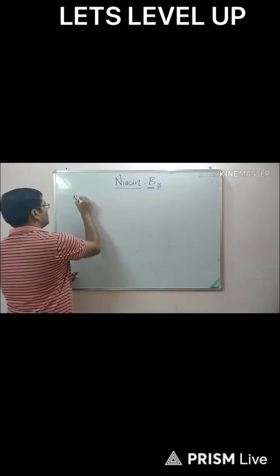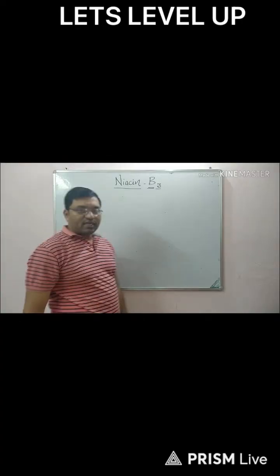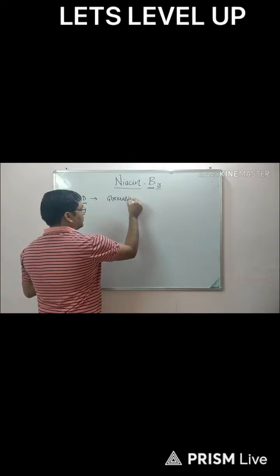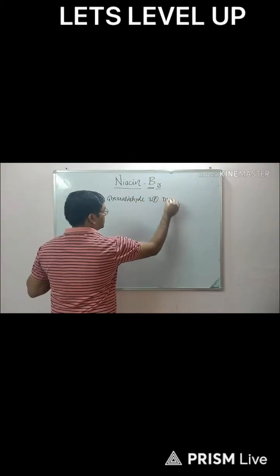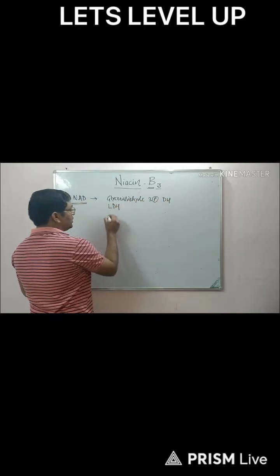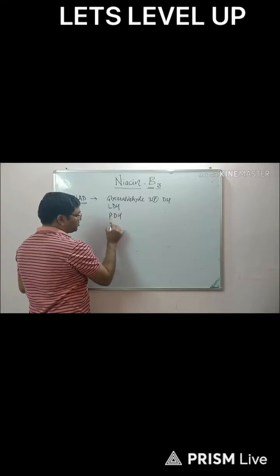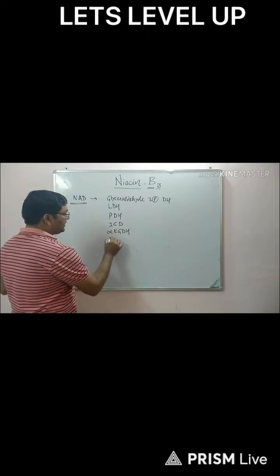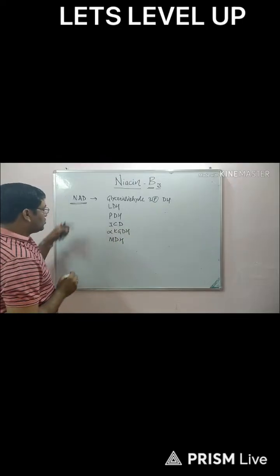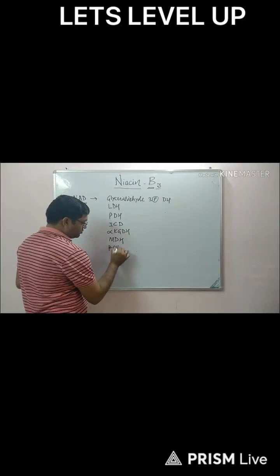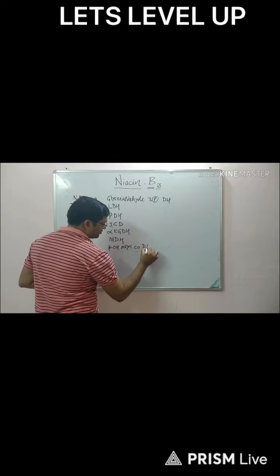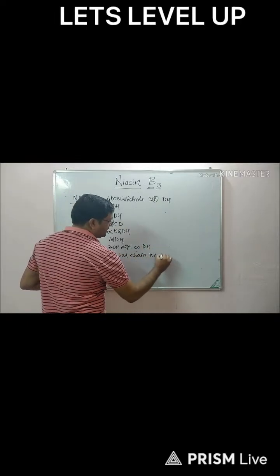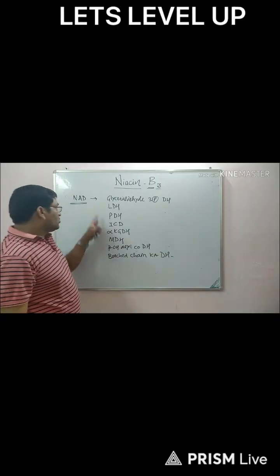There are a number of enzymes which require NAD as a coenzyme. Starting from glycolysis, it is a coenzyme for glyceraldehyde 3-phosphate dehydrogenase, then also for lactate dehydrogenase, then in the Krebs cycle pyruvate dehydrogenase, isocitrate dehydrogenase, alpha ketoglutarate dehydrogenase, then malate dehydrogenase. It is also a coenzyme for beta hydroxy acyl CoA dehydrogenase, then branched chain keto acid dehydrogenase, and so on. So it is a coenzyme for a number of reactions.